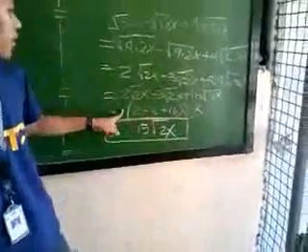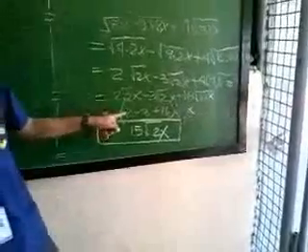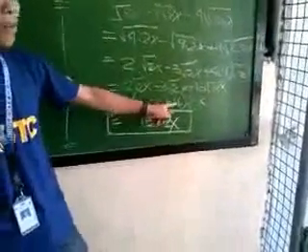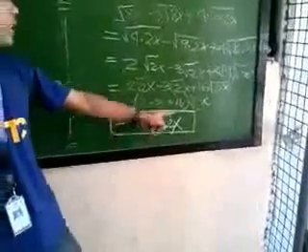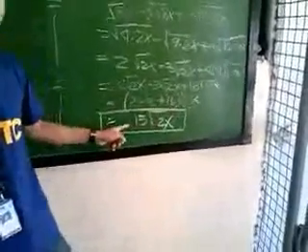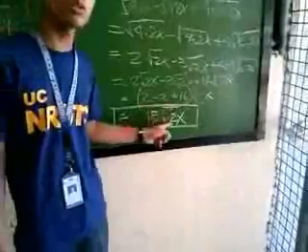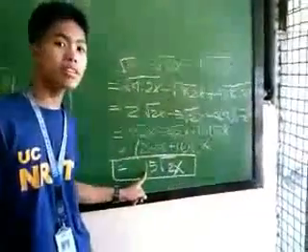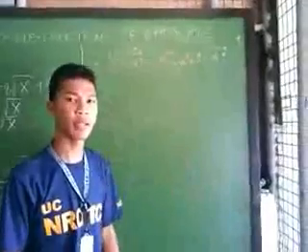And then now we will simplify this one. 2 minus 3, negative 1. Plus negative 1 plus 16 equals 15. Then copy square root of 2x. So our final answer is 15 square root of 2x. And the answer of Mr. Kabulaw is correct.